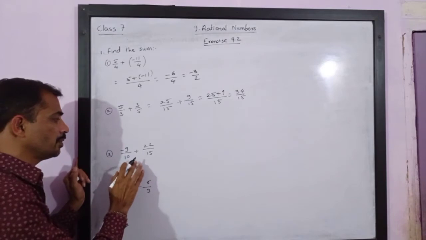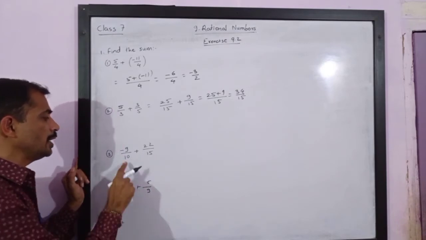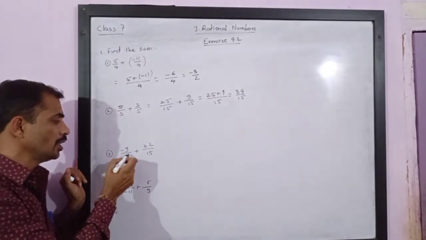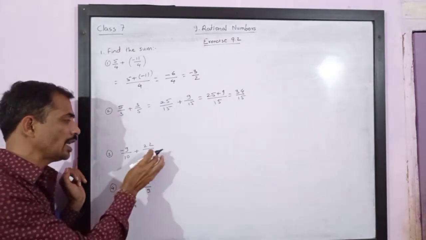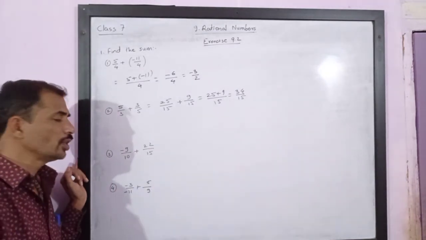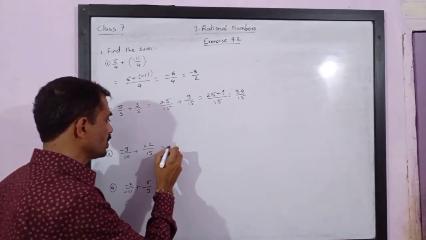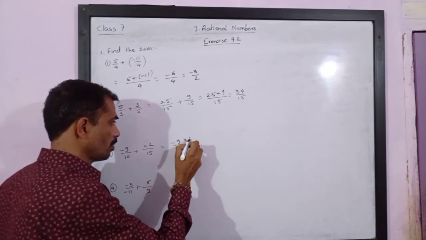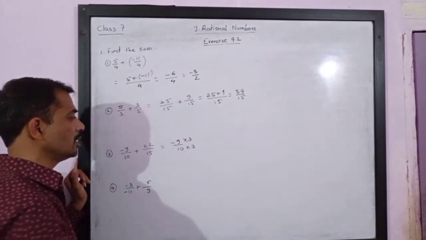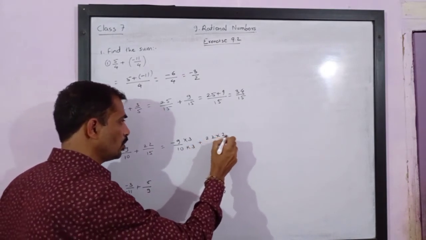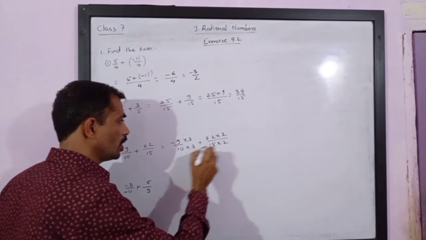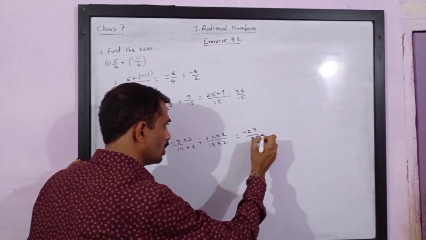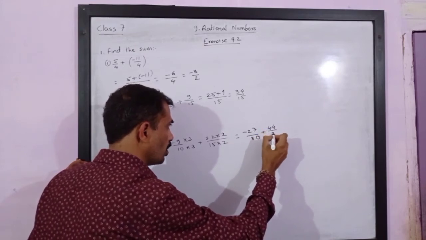Next fraction is, please note, here it is 10 and 15. So if you find the LCM, it is 30. This must be multiplied by 3 to get 30 and this must be multiplied by 2 to get 30. So the first fraction becomes negative 9 upon 10 multiplied by 3, and we will get 30, plus 22 into 2 upon 15 into 2, we will get 30. So this is equal to negative 27 upon 30 plus 44 upon 30.